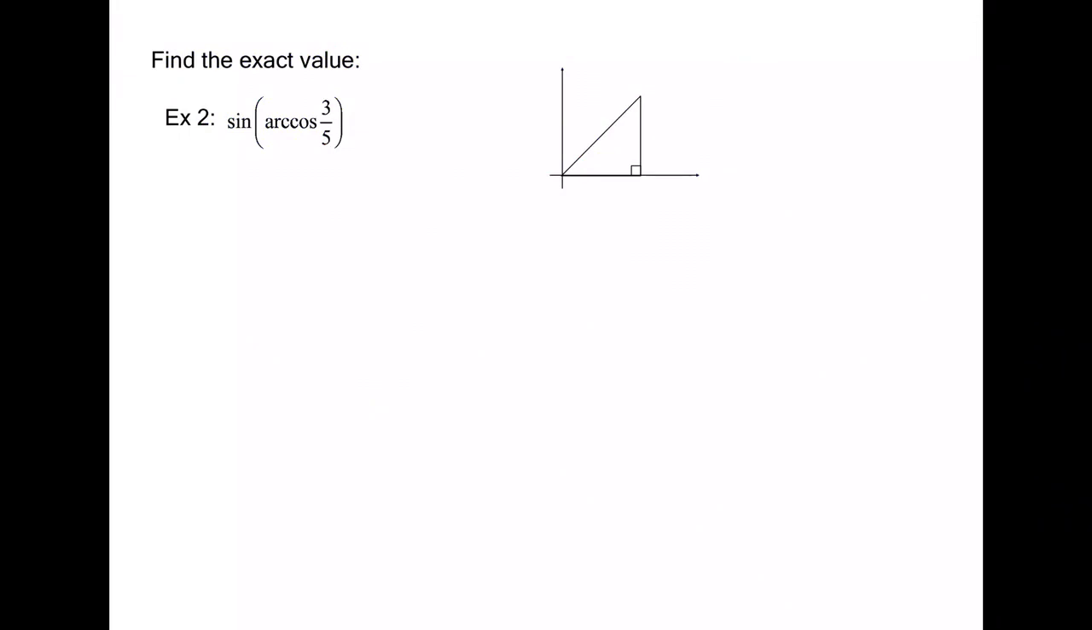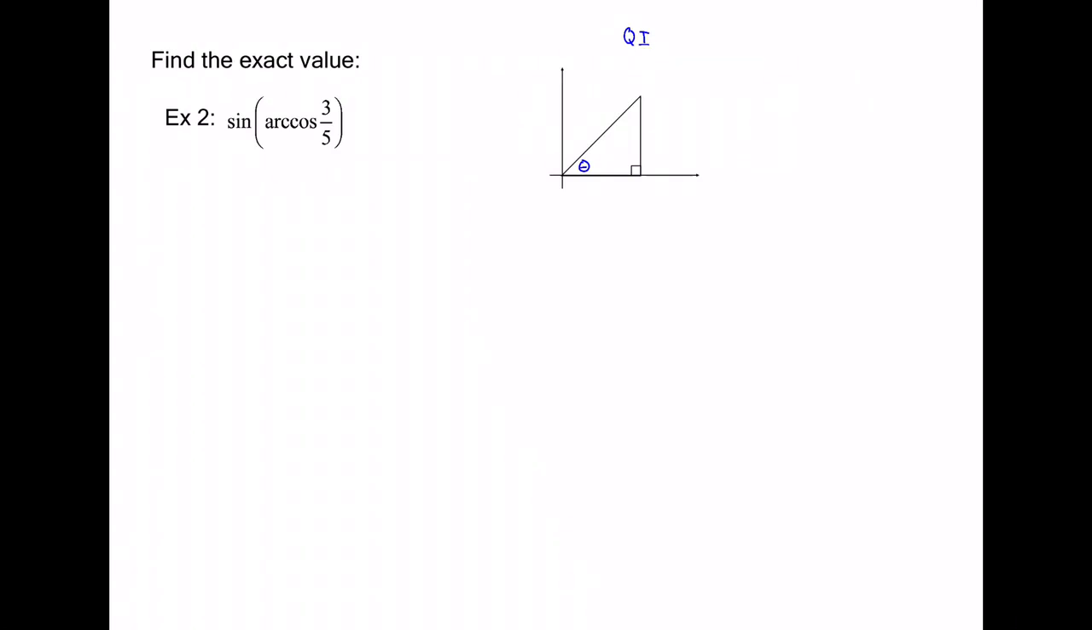Let's take a look at example 2 here. Example 2 says sine of arc cosine of 3/5. So I have them switched around. The arc cosine is the inside function. So what is the angle that gives us 3/5? Well, 3/5 is not one of our familiar angles or ratios. So what we're going to do is create the triangle. It is positive and it is arc cosine, so it needs to be in quadrant 1, with theta being the acute angle.